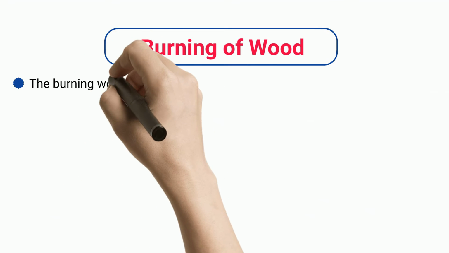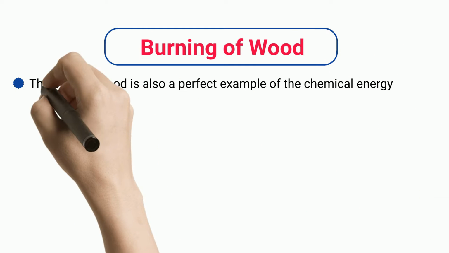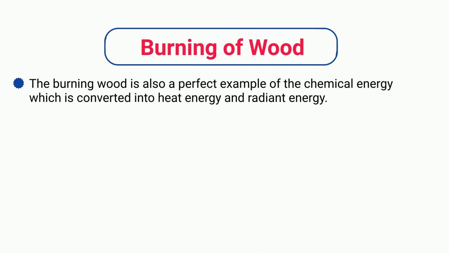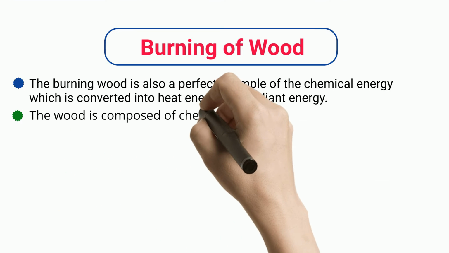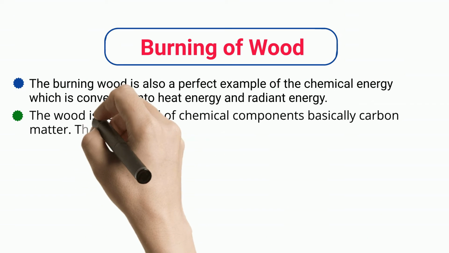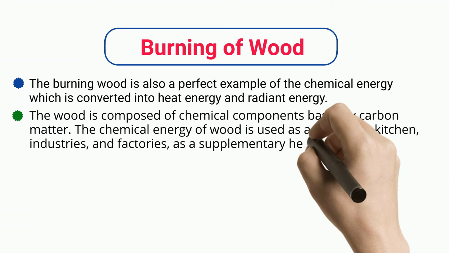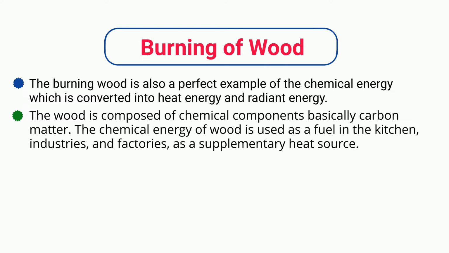Burning of wood. The burning of wood is also a perfect example of chemical energy being converted into heat energy and radiant energy. The wood is composed of chemical components, basically carbon matter. The chemical energy of wood is used as a fuel in the kitchen, industries, and factories as a supplementary heat source.